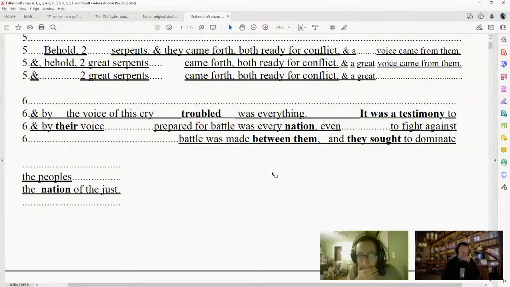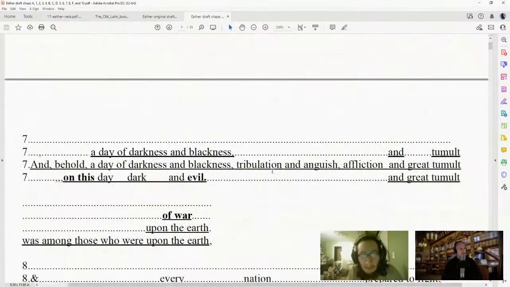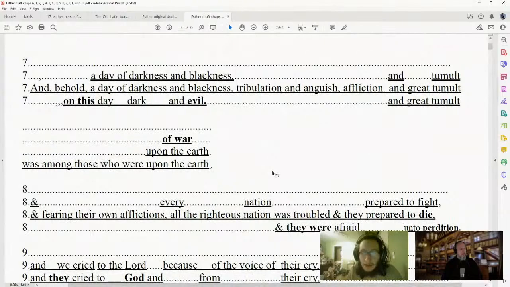And then line 7, you'll see it's a day of blackness, darkness and blackness, tribulation and anguish, affliction and great tumult upon the earth. Now notice again the word great. The Alpha text removes the word great. So again, it's a consistent theme here. The Alpha text consistently is removing great from the readings. And the other two versions are both saying great.